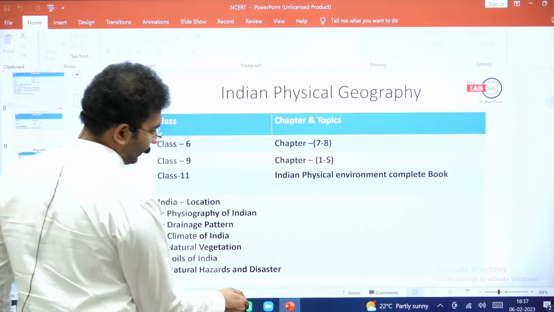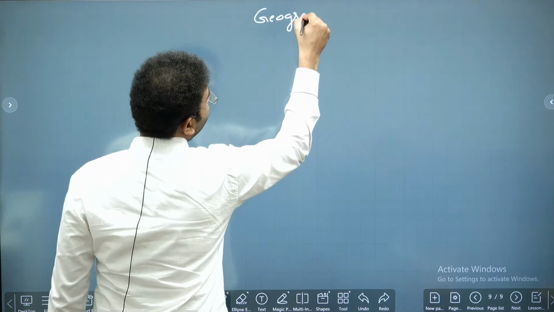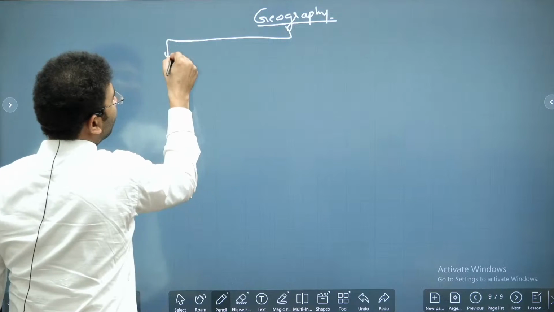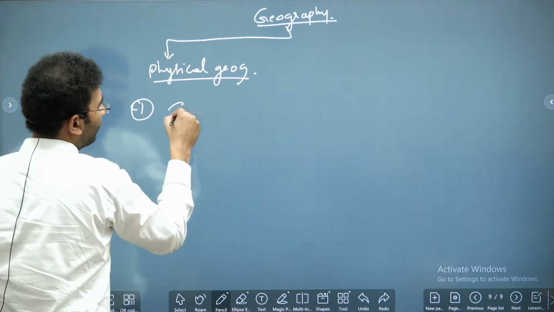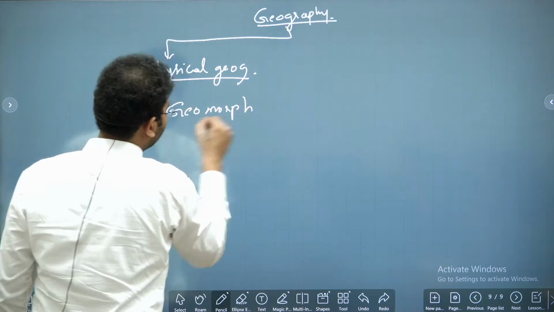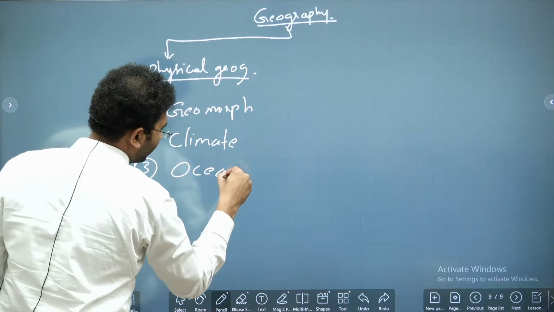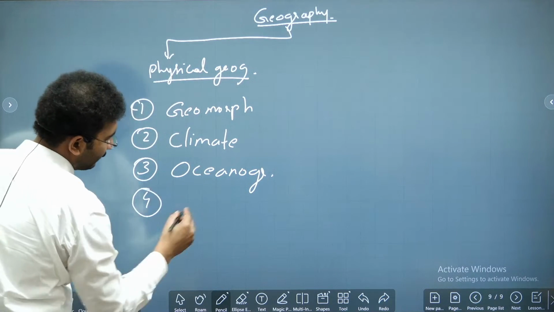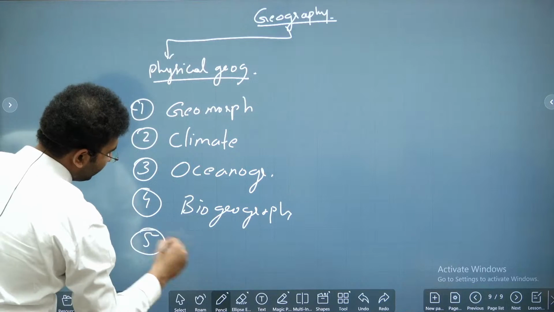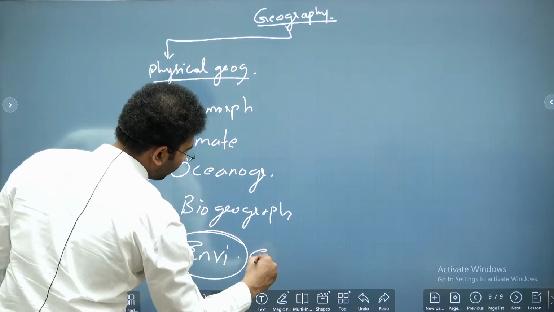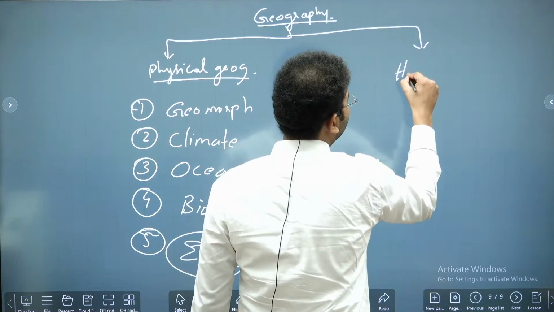So come back. Let me again take you to geography. In geography, you have studied, one, physical geography. In physical geography, you have studied geomorphology, right? Then climate, then oceanography, and you have biogeography, and then it is environmental geography. I'll come to it. What is this environmental geography? This is one part, and the other part of geography is human geography.